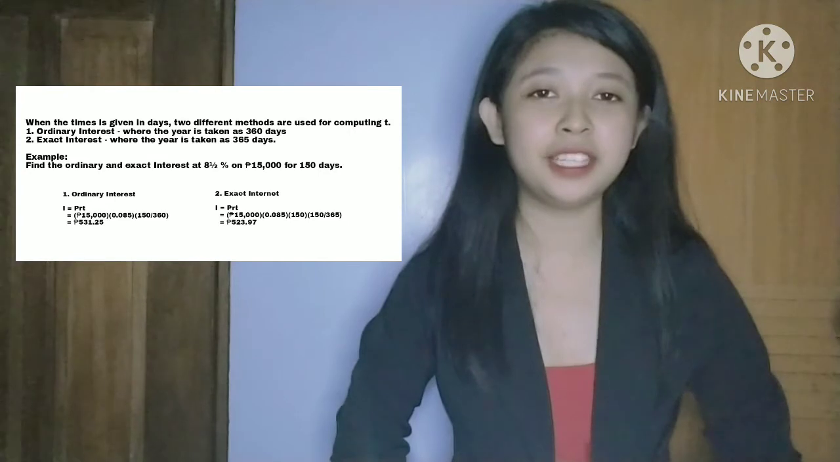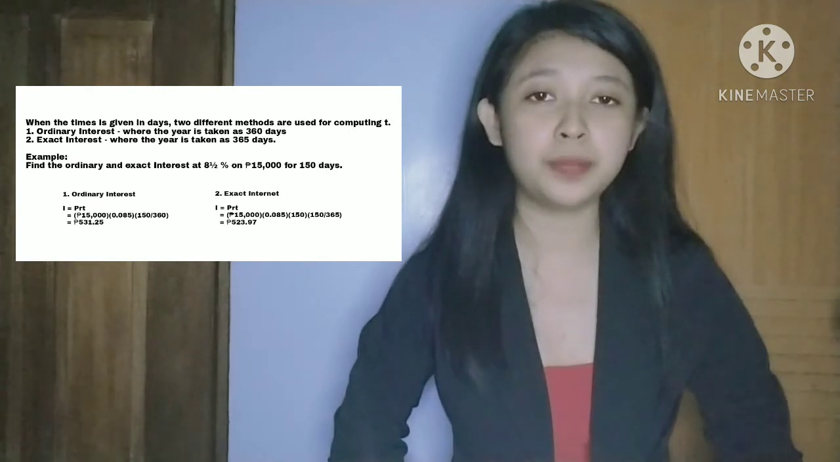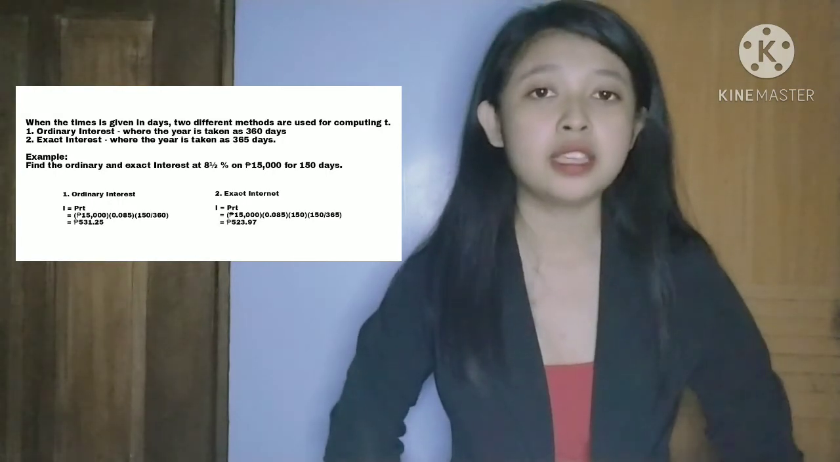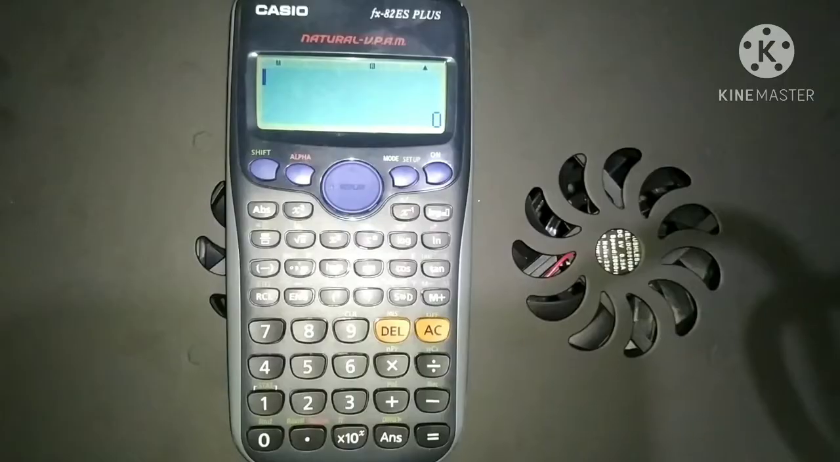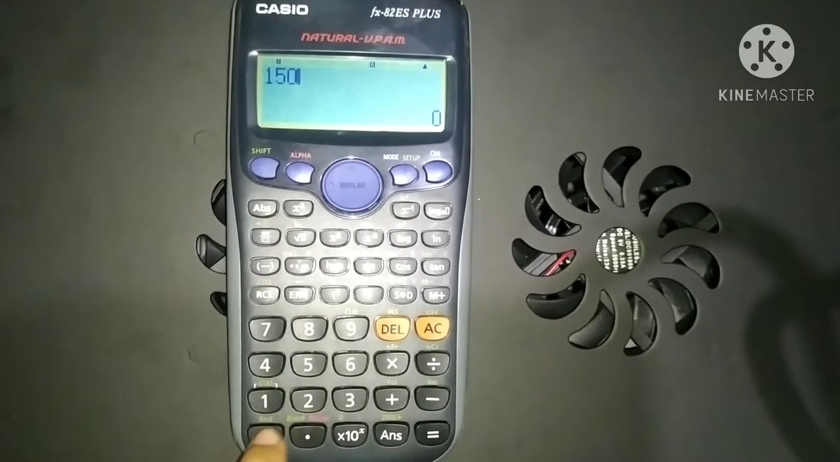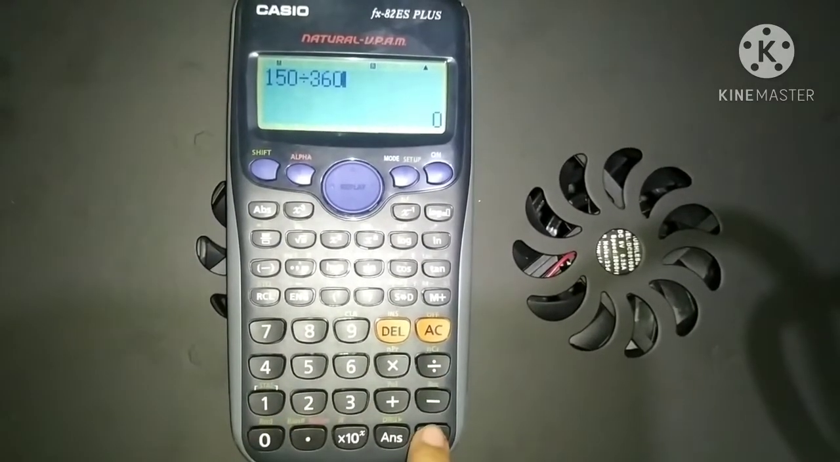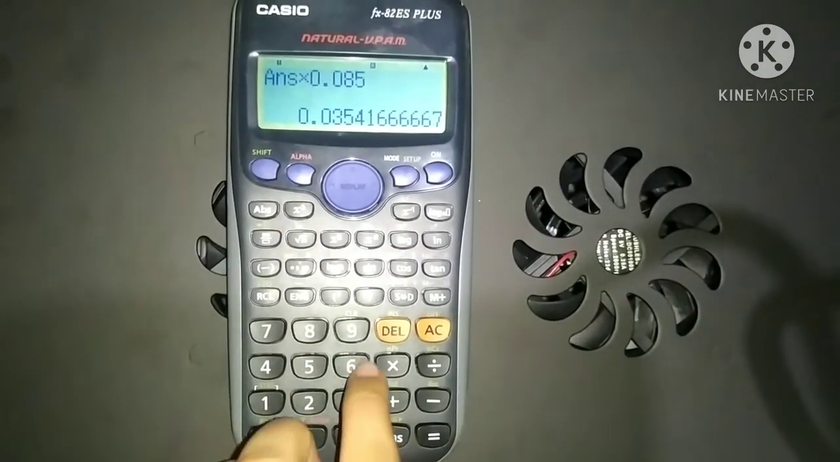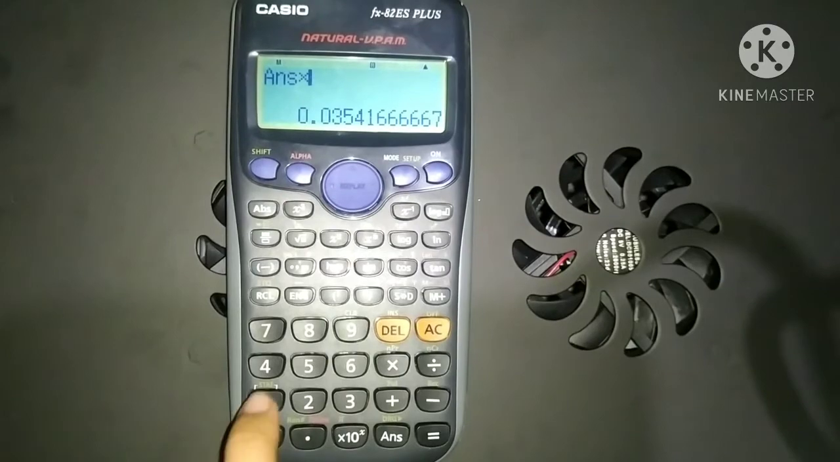1. Ordinary interest. I = PRT = 15,000 pesos times 0.085 times 150 divided by 360 = 531.25 pesos. 150 divided by 360 times 0.085 times 15,000.